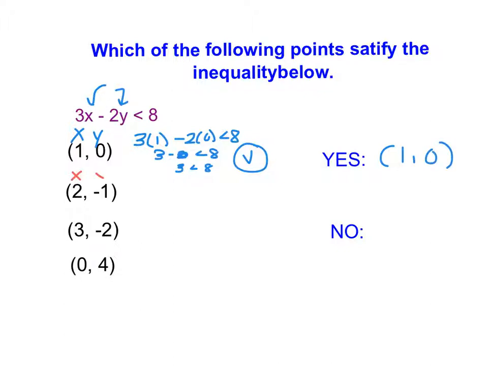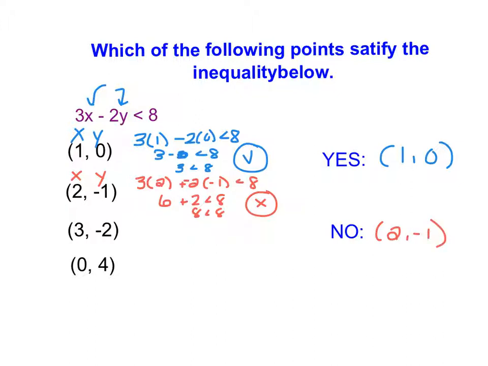Then if I try the next point, x is 2, y is negative 1. So I have 3 times 2 minus 2 times negative 1. Well, 3 times 2 is 6, and then this is really negative 2 times negative 1. So I have 8 is less than 8, so this is not a solution. The point (2, -1) would not be a solution to our linear inequality. Then if we try the next one, 3 times 3 minus 2 times negative 2. So again, keep, change. So I have 9 plus 4. So 13 is less than 8. That is false, so this one is also not a solution.